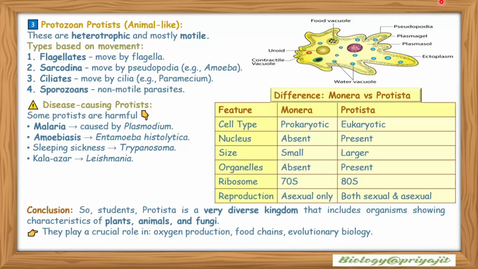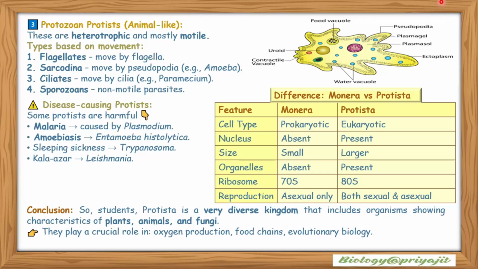Protozoan protists or animal-like protists, these are heterotrophic and mostly motile. Based on movement, there are four types. The flagellates, they move by flagella. Sarcodina, they move by pseudopodia, such as amoeba. Ciliates, they move by cilia, such as paramecium. And sporozoans, they are non-motile parasites.